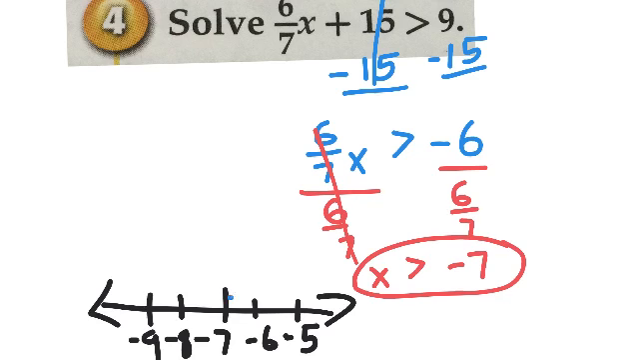Now I put a circle around my point of interest, which is negative 7. And then I want everything that is greater than negative 7 to be shaded in. So greater than negative 7 is going to be towards the right. We shade the arrow. And then it's going to be an open circle because negative 7 is not included as an answer.